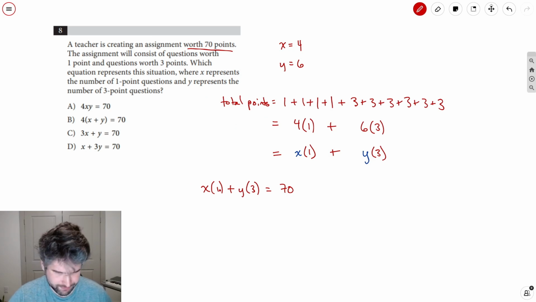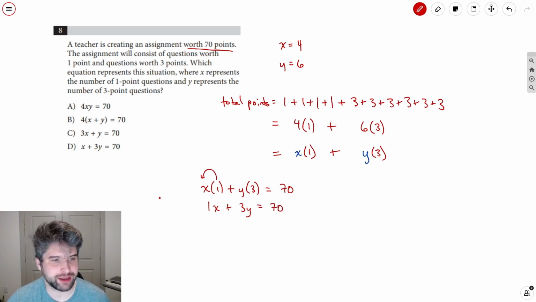Well, you look at x times 1, usually you write the number before the variable when you're multiplying a variable with a number. So let's do that. 1 times x plus 3 times y instead of y times 3. 3 times y equals 70. All right, that looks a little bit more like one of these. It's starting to look like D.